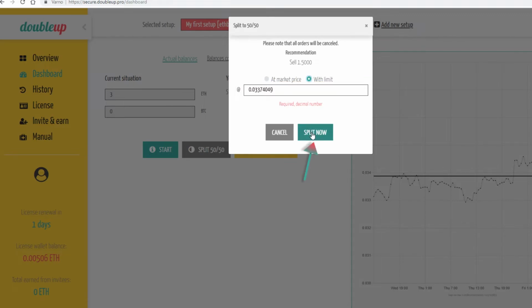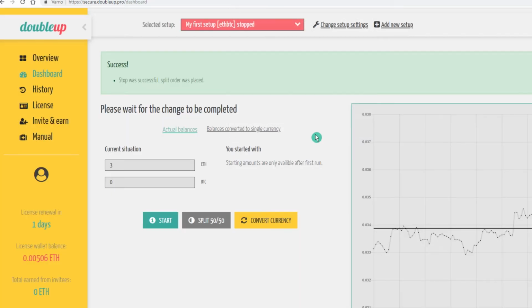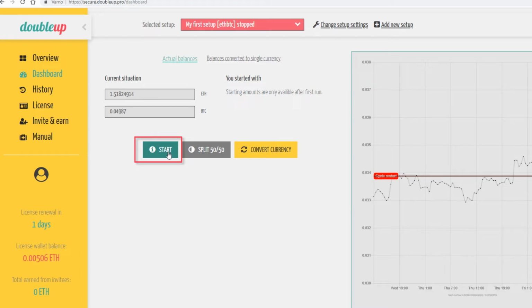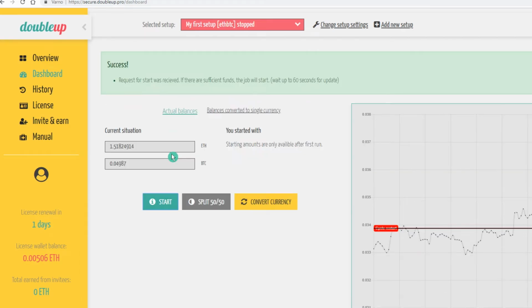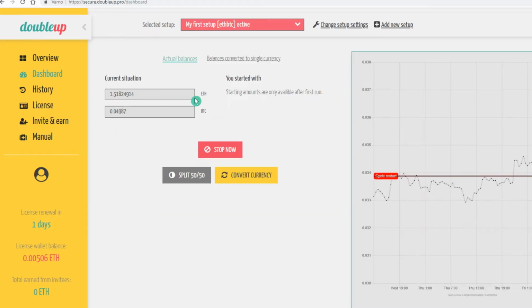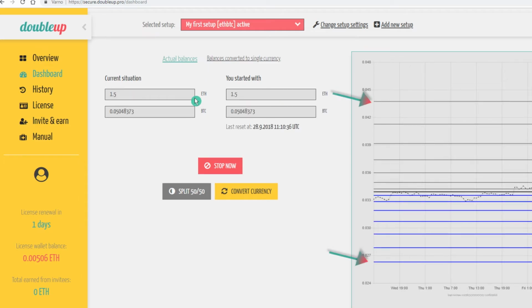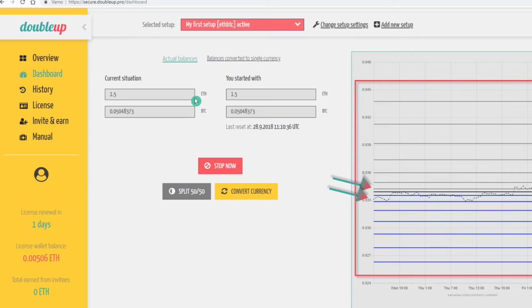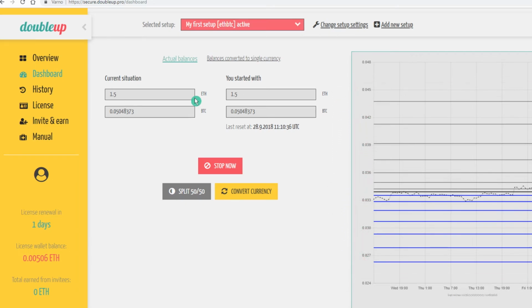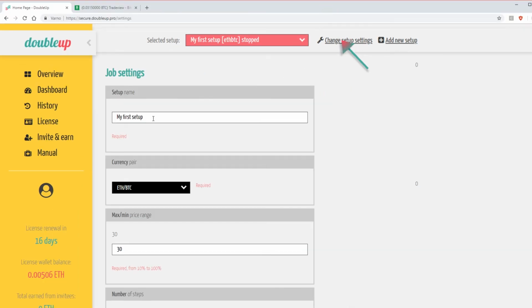What does DoubleUp actually do? DoubleUp will split your funds equally between selected currencies. And create limit profit orders within the selected range. Number of sell and buy orders is determined by the number of steps. You can change the currency pair, stop trading, or adjust settings at any time.